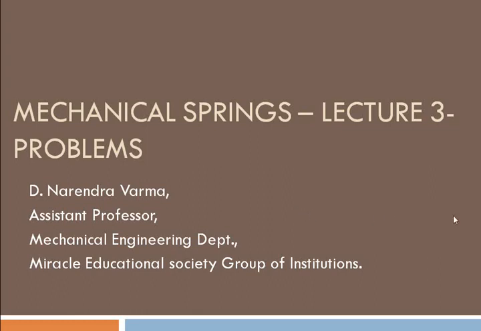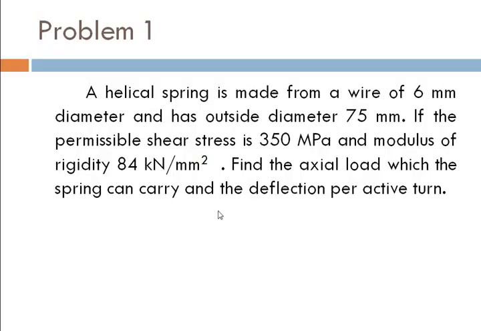Now see the problem. A helical spring is made from a wire of 6 mm diameter and has outside diameter 75 mm. If the permissible shear stress is 350 MPa and modulus of rigidity 84 kN per mm square, find the axial load which the spring can carry and deflection per active turn. These two we need to find out by using this data.